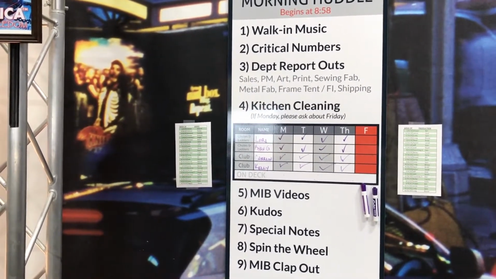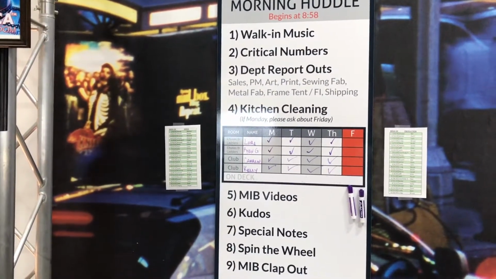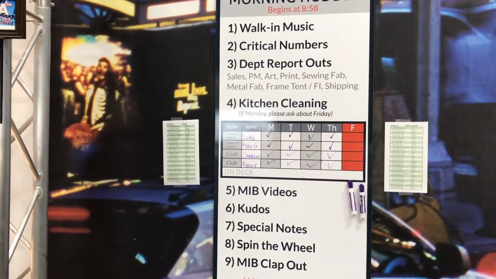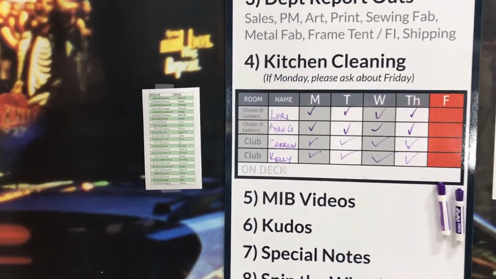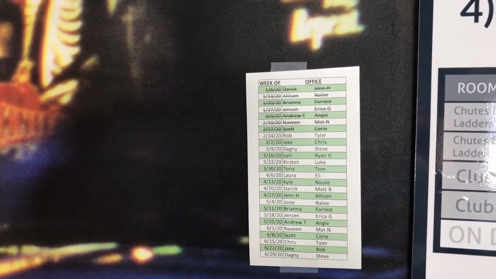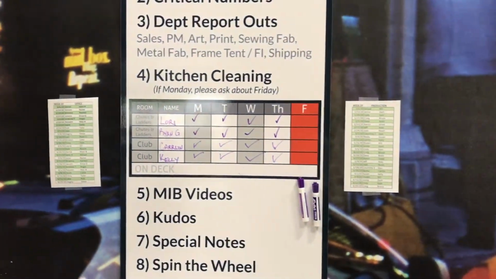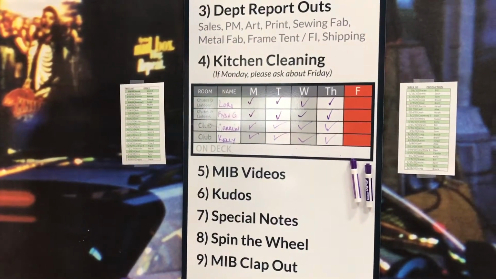So we have a report out from the sales department, our project management group, art group, print, sewing fab, metal fab, final inspection and shipping. Next, we talk about kitchen cleaning. Everybody gets a day, or a week rather, where they are responsible for cleaning some of the common spaces. And every day we report out on whether or not that happened.